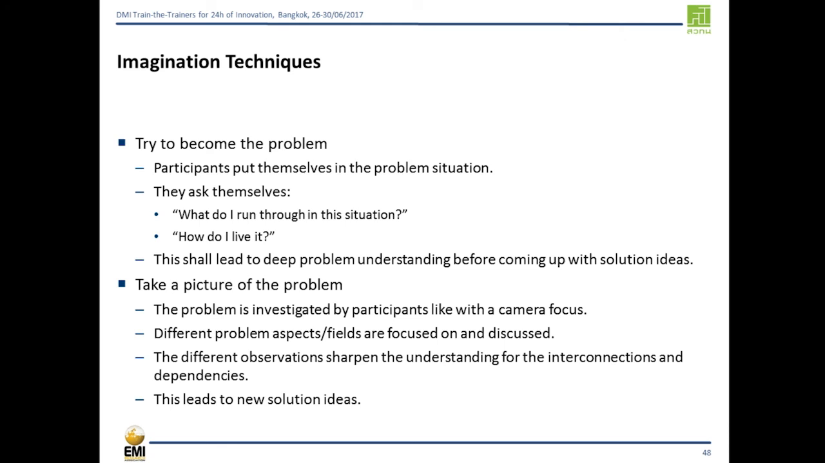So what do I run through in this situation? How do I live it? What is really difficult today in such a situation?